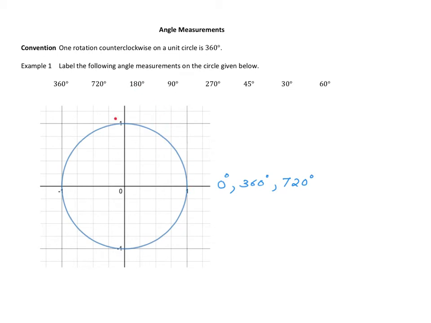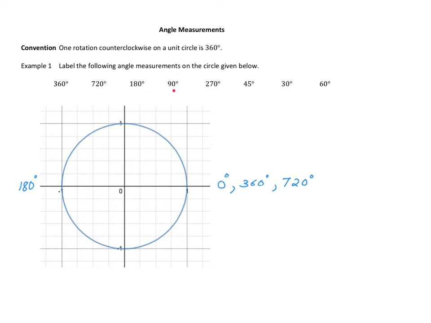All right, where is 180 degrees? Well, if you do one full rotation and you get 360 degrees, if you do half as much, that would be over here. So this is going to be 180 degrees. So that is half of a full rotation.